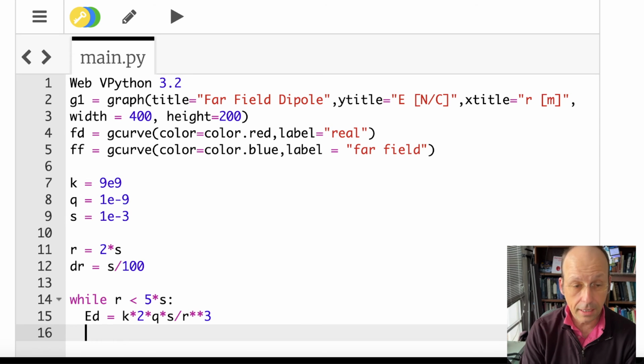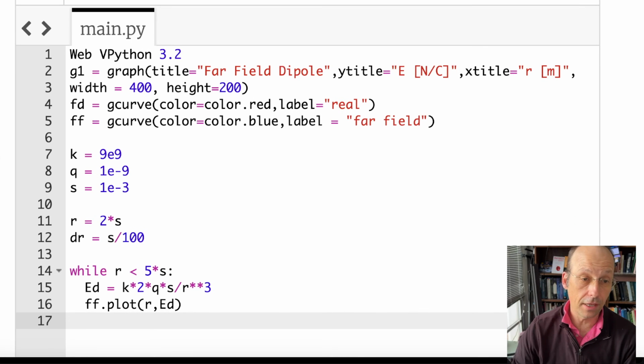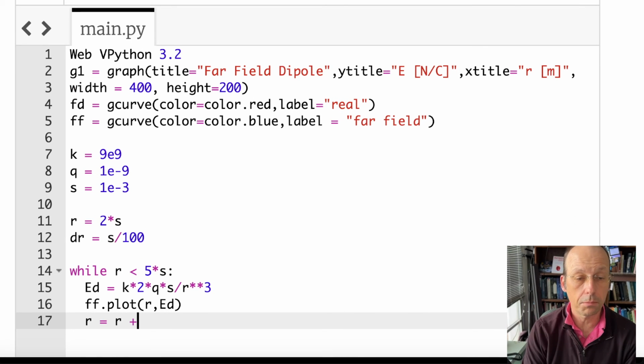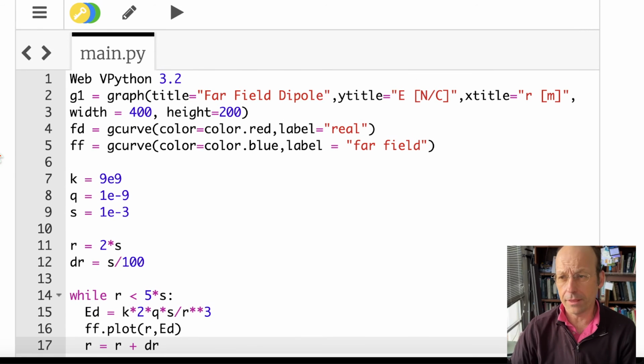And now I'm going to plot that. FF dot plot R ED. And then I'm going to move my value of R. If I don't do that, I'll never end. So R equals R plus dr. And let's see if this works. It's a pretty simple program right there. It's not complicated.